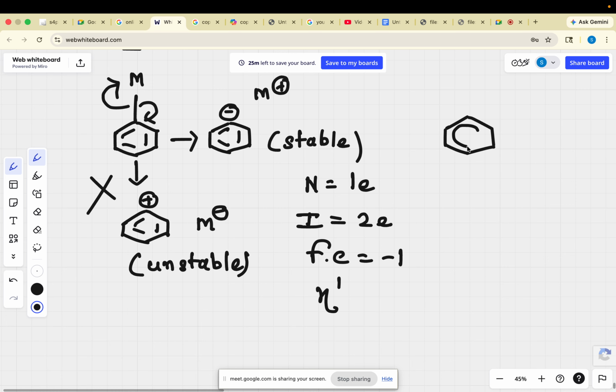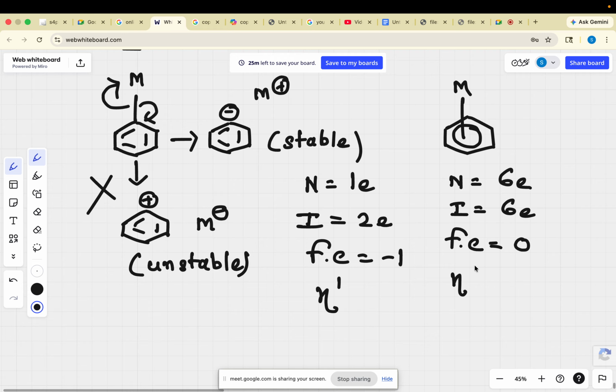Now suppose I am drawing the benzene ring like this, and then I am showing like this. So now tell me, neutral method how many electrons, ionic method how many electrons, formal charge equal to what, and eta value equal to what? Not 7. Why 7? Here all the pi bonds are involved. 6, 6, 0. 6 electrons, formal charge will be 0 and eta value will be 6.